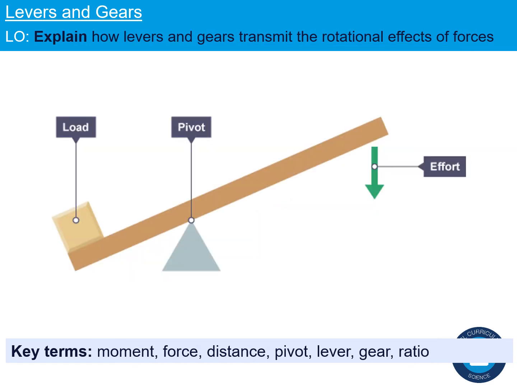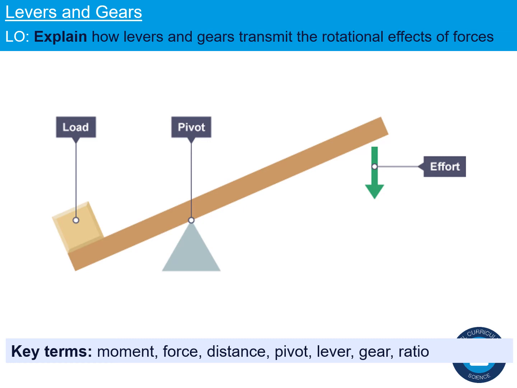A lever is a simple machine, and it consists of three parts: an effort, a load, and a pivot. The pivot is the point about which the object can turn. The effort is the force used to move a load over a distance. That's the force that we put in. And the load is the overall force that is exerted on the surface. The load is often what wants to be moved or what wants to be lifted.